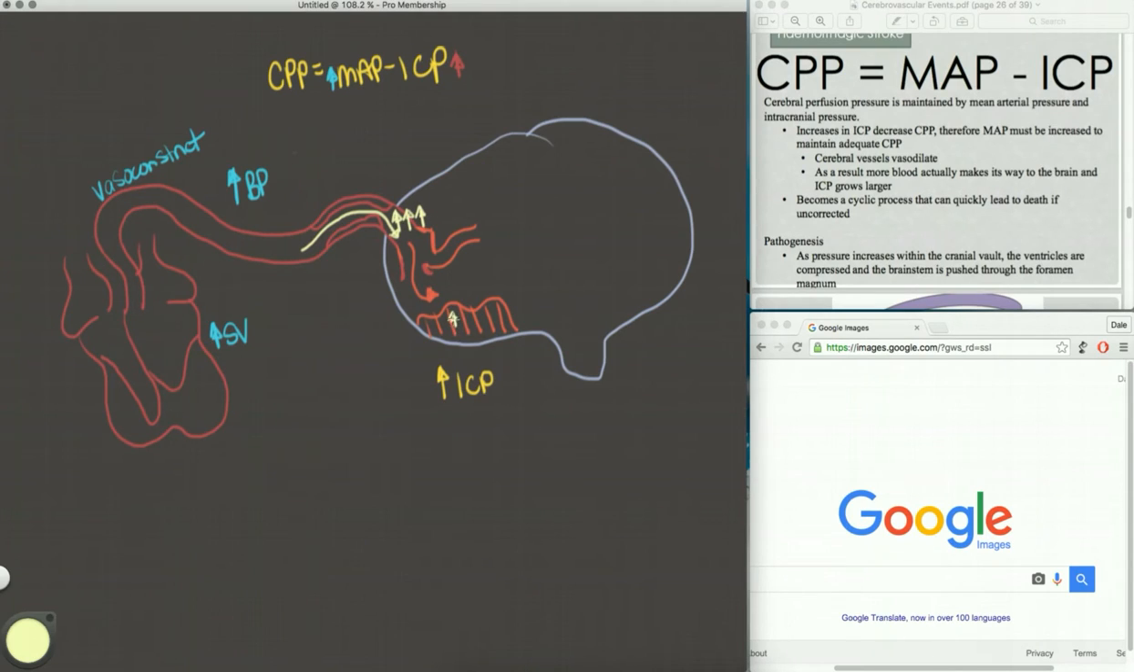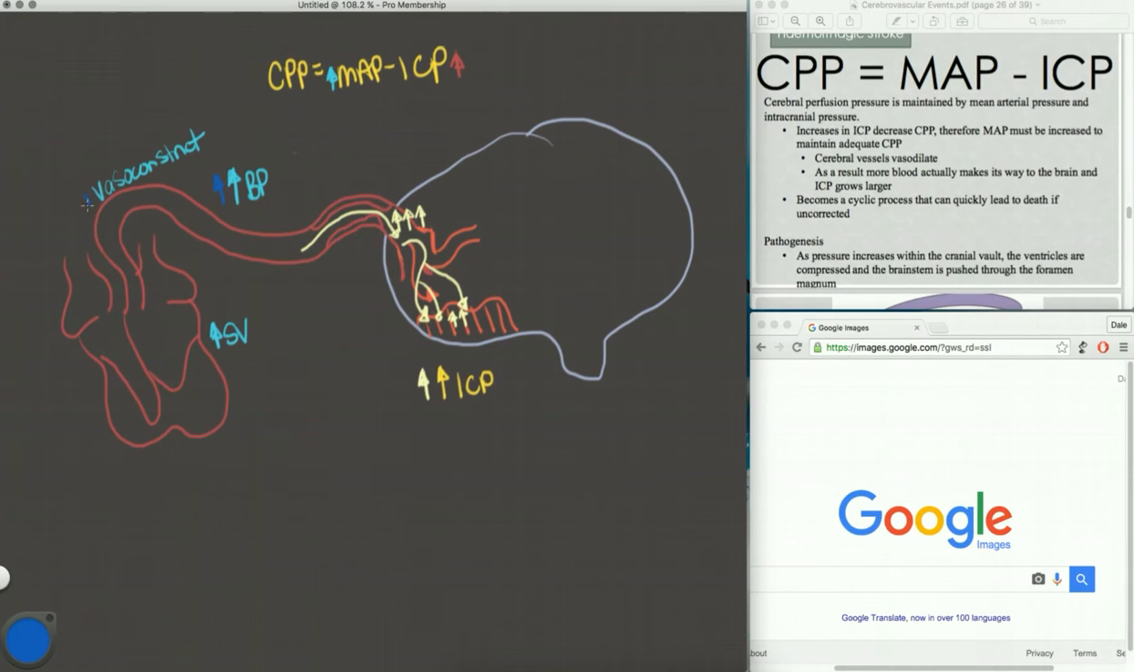Say I only have 1 or 2 arrows of pressure here. What's going to happen is now blood's going to continue to move through into this space, and I'm going to further increase ICP. And again, if I increase ICP further, well, then I'm going to increase MAP again. I'm going to increase blood pressure.